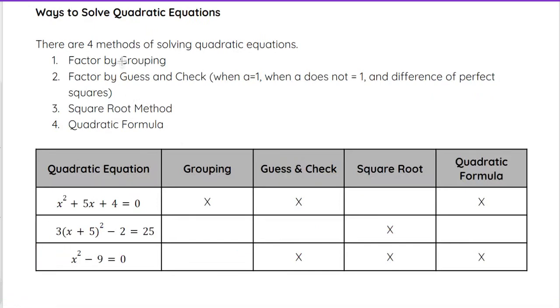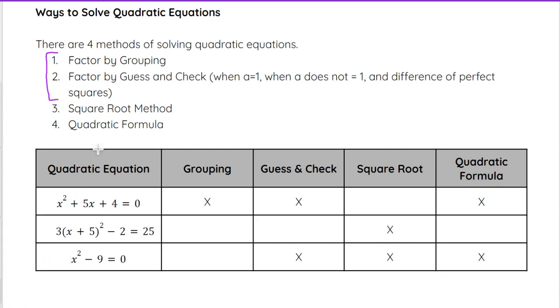So in this unit, we'll talk about 4 ways to solve quadratic equations. The first 2 are going to be under the realm of factoring. The first method is factor by grouping, and then we also have factor by guess and check. Under guess and check, we have when a is 1, when a is not 1, and when we have a difference of perfect squares. We can actually use the same method on all of those. But if you know different patterns within when a is 1, a is not 1, or a difference of perfect squares, then we can find shortcuts that make it a little bit quicker. But technically, guess and check is one method that will work in general.